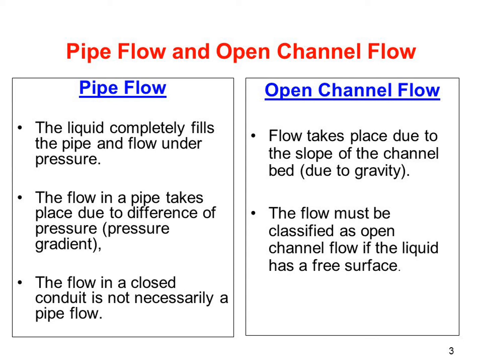As we saw before, you can have a sewer. The sewer is a closed pipe, but it has a free surface, so it flows by gravity, not by pressure gradient. So in open channel flow, the flow takes place due to the slope of the channel bed and gravity, so no pressure gradient, and the flow must be classified as open channel if the flow has a free surface, as we said before.